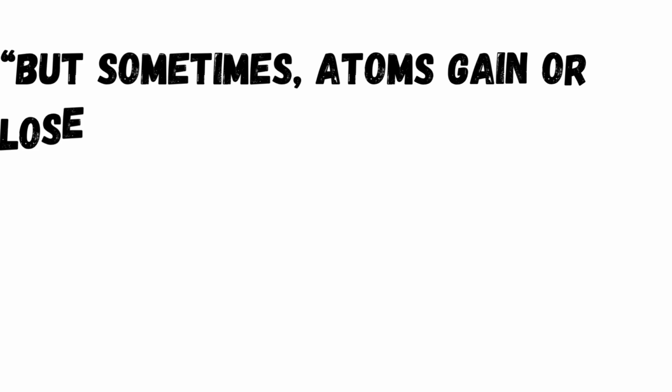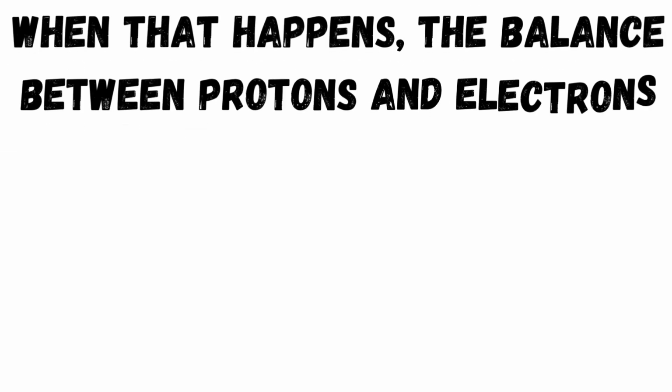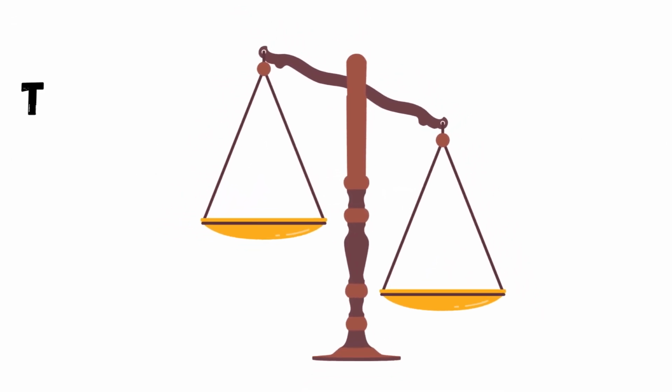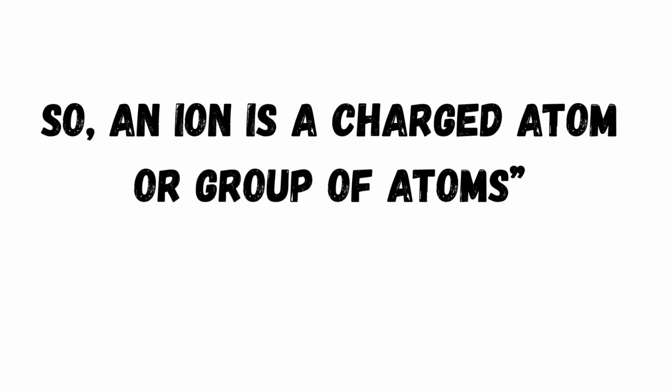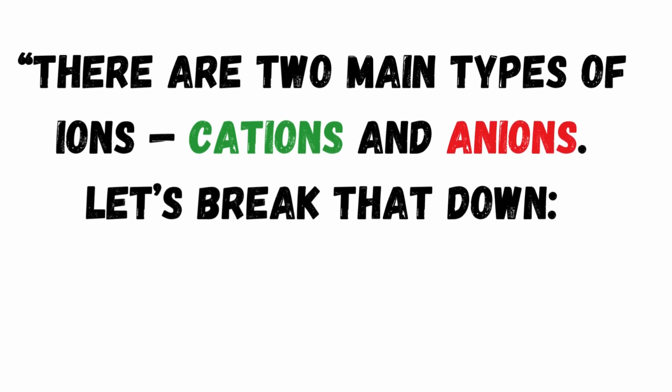But sometimes atoms gain or lose electrons. When that happens, the balance between protons and electrons changes, and the atom becomes charged. That's when we call it an ion. So an ion is a charged atom or group of atoms. There are two main types of ions: cations and anions.